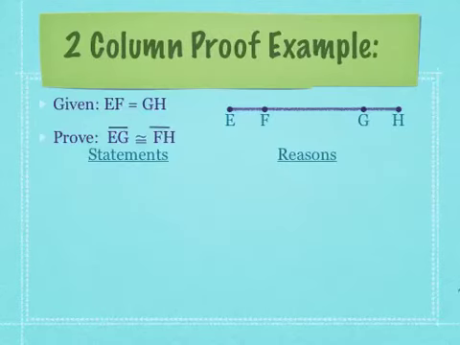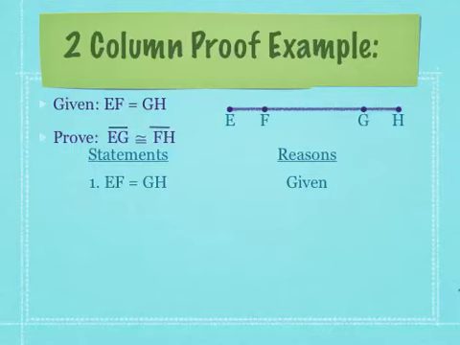A two-column proof example says that you are given EF equals GH, and it asks you to prove that EG is congruent to FH. When we're writing a two-column proof, we're going to have statements on the left side and reasons on the right side. You always start a proof with what you are given. So I was given that EF equals GH, so statement number one is going to be just my given repeated. I'm just going to say EF equals GH, and the reason for all of your givens is going to be given. The reason why you know that is because it was told to you, and if it is given, then we're going to take it as a true statement.